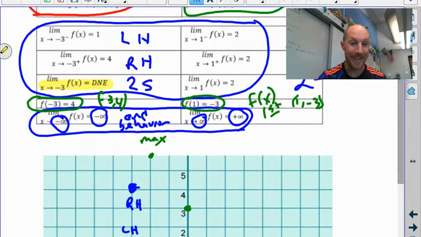So I don't need to draw anything on my graph. If you find it helpful, you might make a note to yourself, like the right-hand limit and the left-hand limit should not connect to each other.